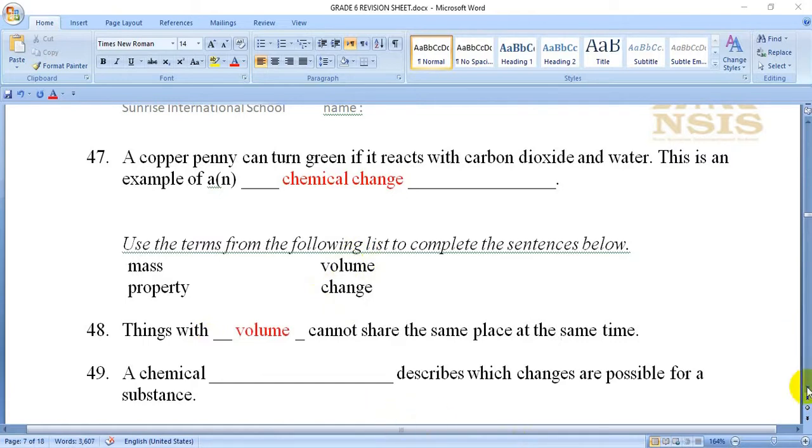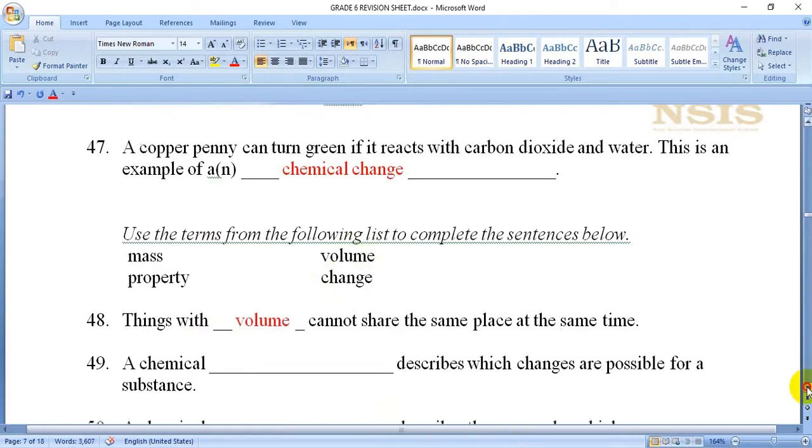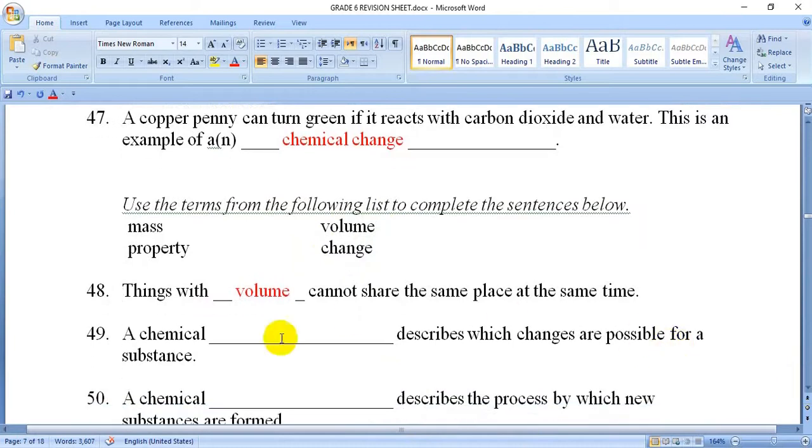A chemical property describes what changes are possible for a substance.